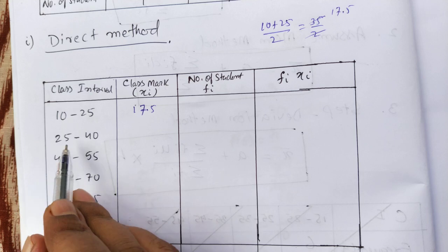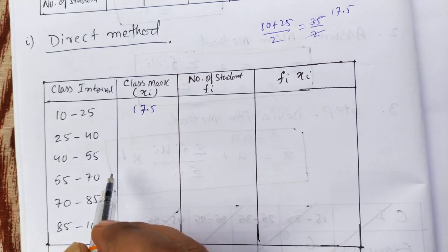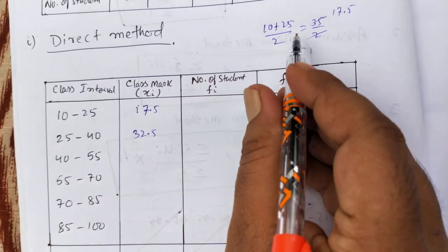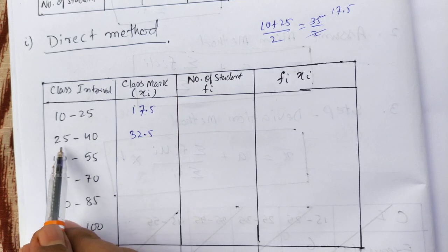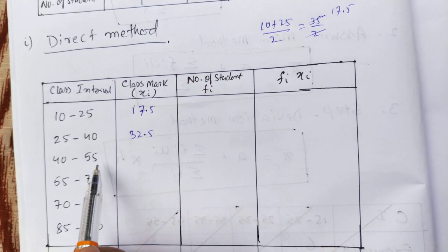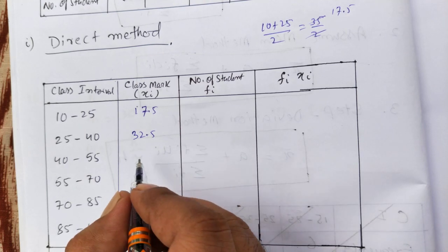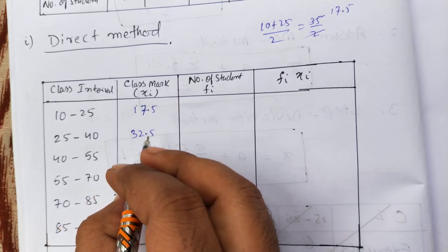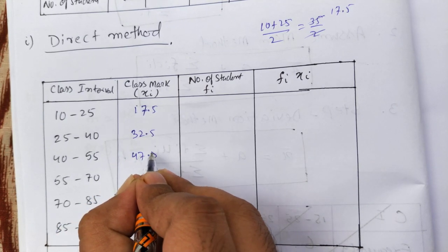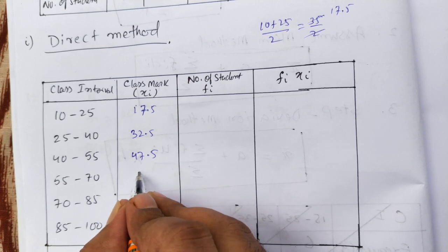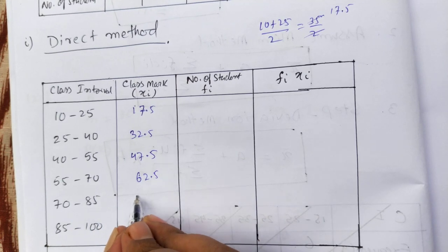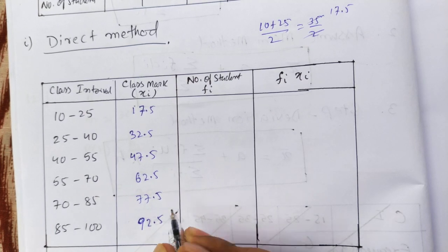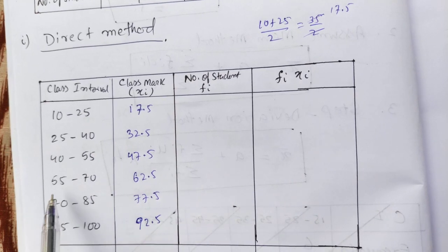Now here the class size is 15. So you can keep on adding 15. Since the class size is 15, you can add 15. You'll get 32.5. You don't have to add and divide again, otherwise you can add and divide. Or you can just keep adding 15 all the time, because the class size is 15. So it will be 47.5, then 62.5, then 77.5, then 92.5. So we're adding and dividing by 2, and we're getting this.